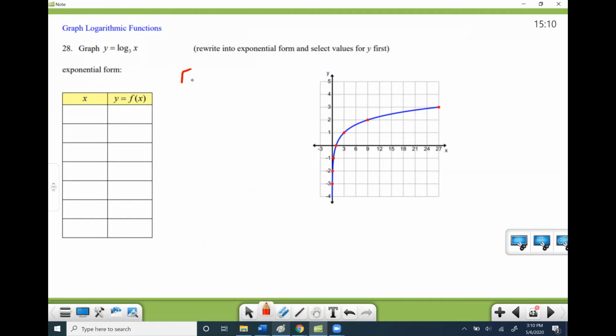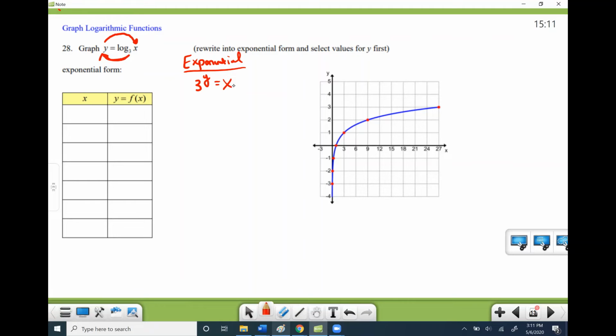As an exponential, let me move this up higher so I don't start creeping into our work. As an exponential, the equation would become, let's hook method it, 3 to the y power equals x. So start at the base, cross the equal sign, and then come back. So 3 to the y power equals x.